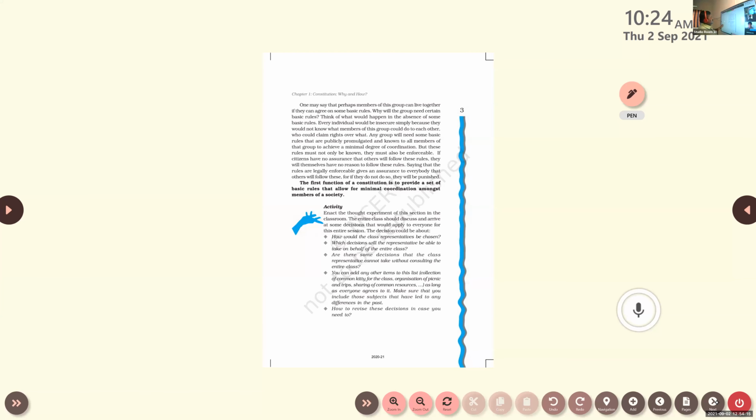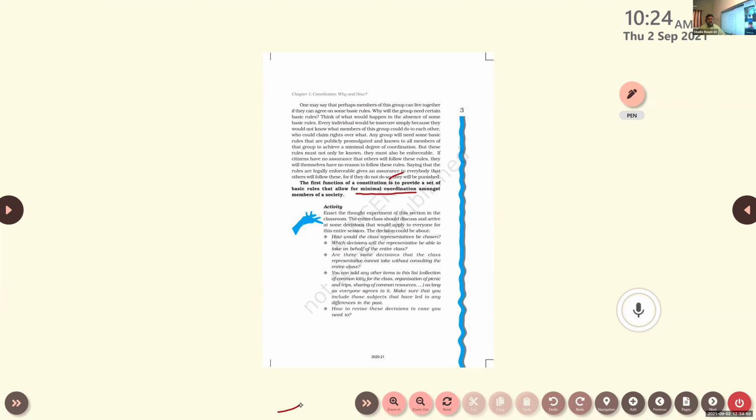The first function of the constitution is to provide a set of basic rules that allow for minimal coordination among the members of the society. Clear? This is the first function of the constitution. If it is not marked, you can mark it now. The thing is there in your notes anyway. So here, the first function of the constitution is to provide a set of basic rules that allow for minimal coordination among the members of the society.